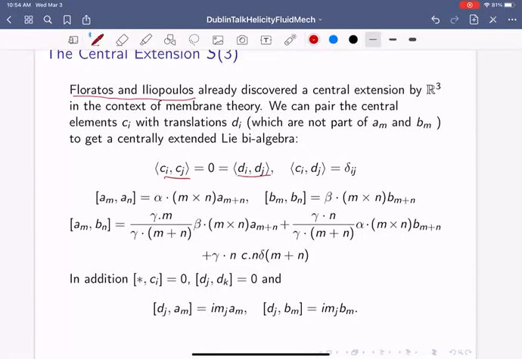So there is no Yang-Baxter equation then, right? That's right, there is no classical Yang-Baxter equation.